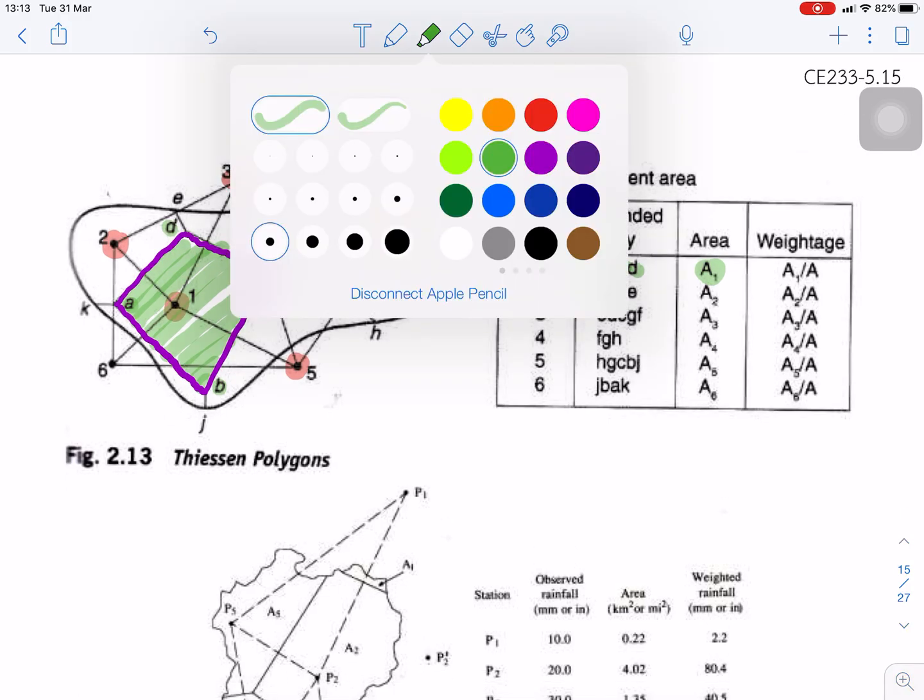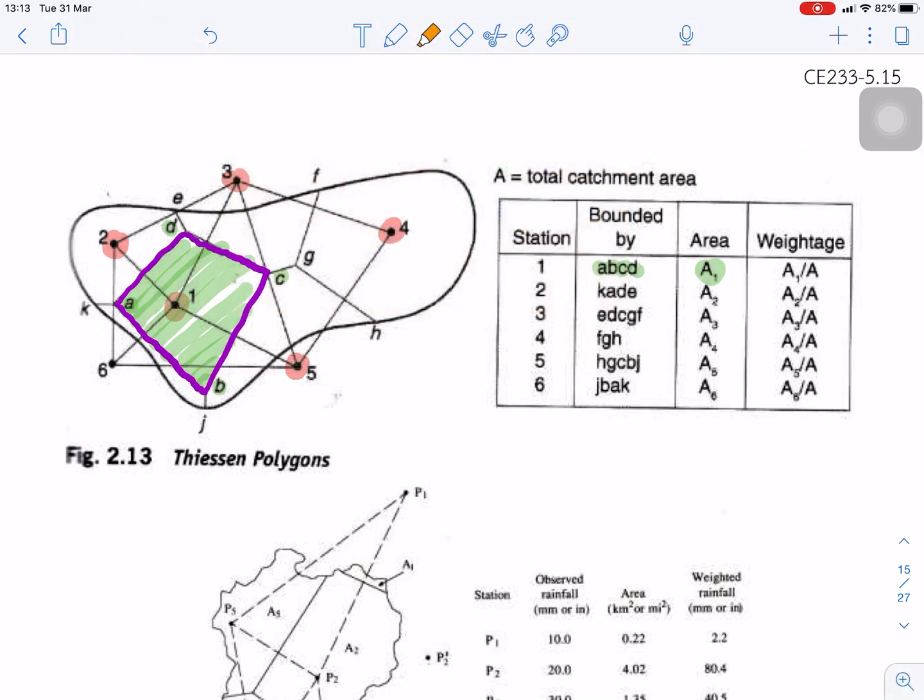Next, for example, for station B, or station 2, it is bounded by K, A, D, E. So the boundary for the area is this area, for A2.